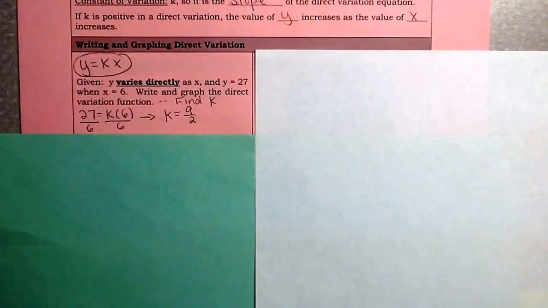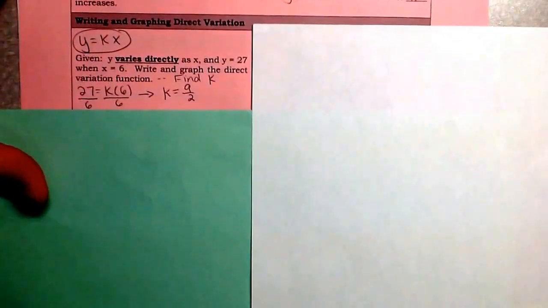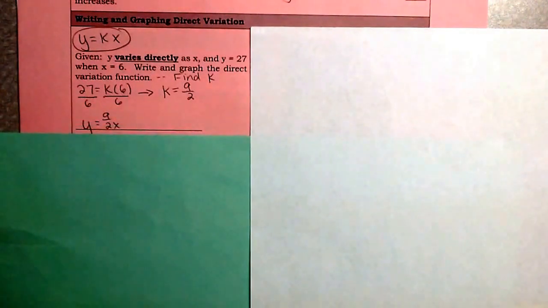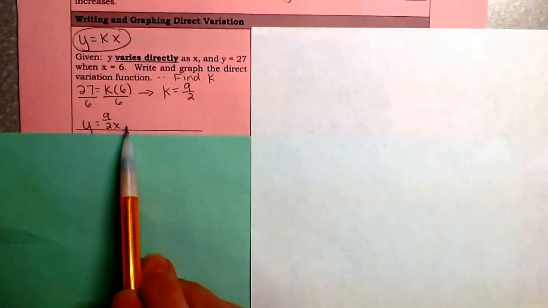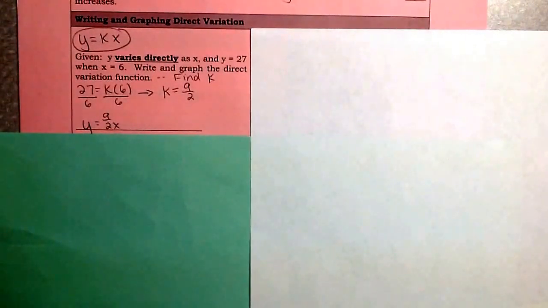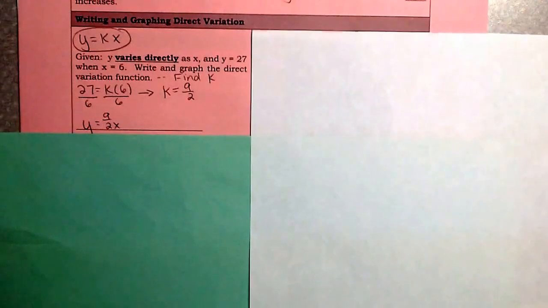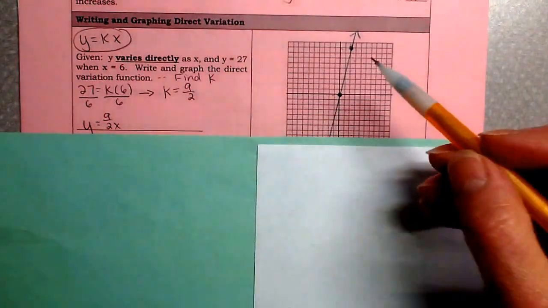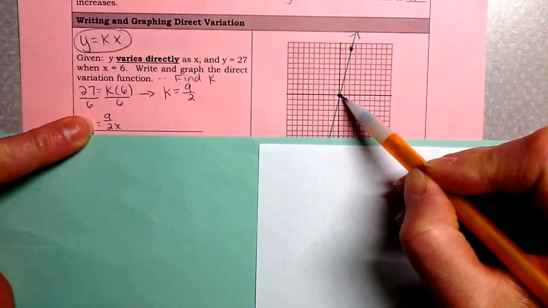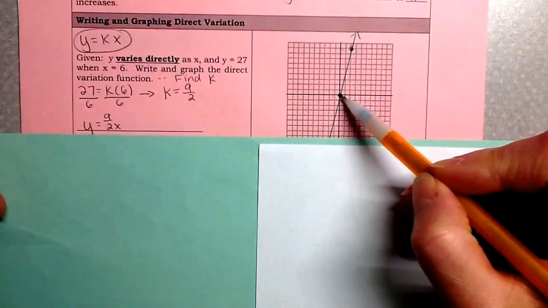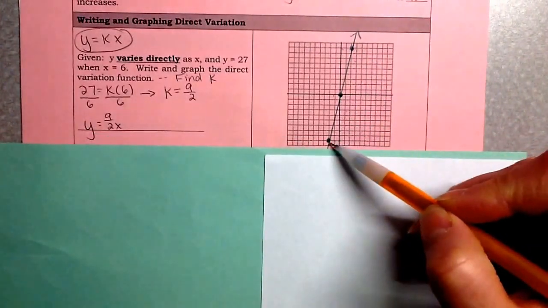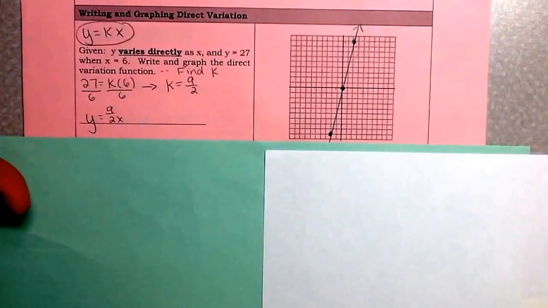Alright, now we're just going to plug k back in, and we'll have an equation for our direct variation. So y equals 9 over 2 x. Notice that there is no b. b equals 0. So we're going to start at the origin, where x is 0 and y is 0. You'll make your point there, and then you're going to use your slope, which is k, and that's constant. So we're going to go up 9 and over 2, and then I also went down 9 and over 2, and then you can graph your line.